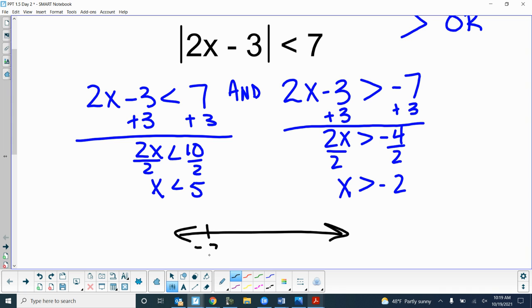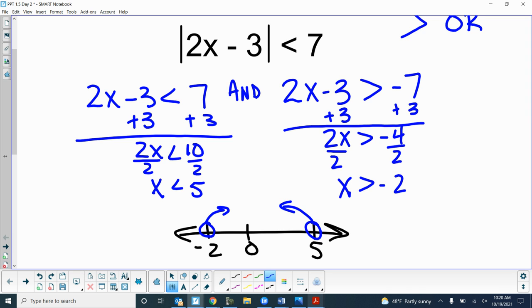And negative 2's down here somewhere, 0's about there, 5's down here. So what do I do with the 5? Keely? Open circle. Then what? Point it to the left. To the left. Good. Lily? Baker? Open circle. And then to the right.